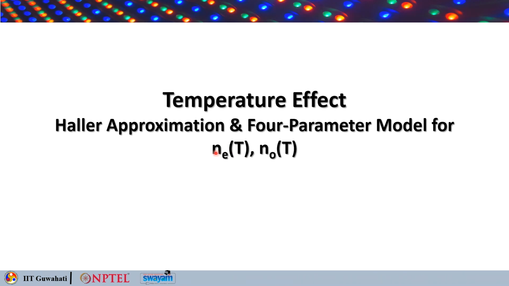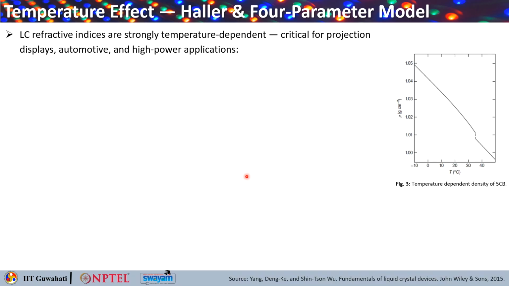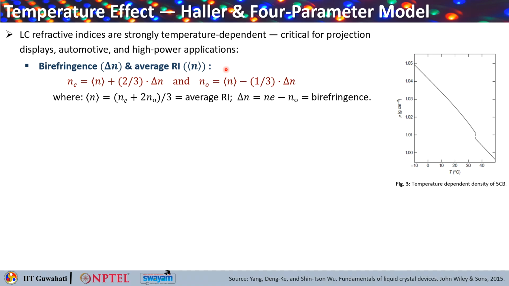Now let us quickly look into the temperature effect. Here we will be discussing the Heller approximation and the 4-parameter model for N_E and N_O as a function of temperature. Liquid crystal refractive indices are strongly temperature dependent, and these are critical for projection displays, automotive and high power applications. We have seen the birefringence and the average refractive index N. Your N_E is basically this average plus 2/3 of the birefringence, and N_O will be the average minus 1/3 of the birefringence. So how do you calculate this average?